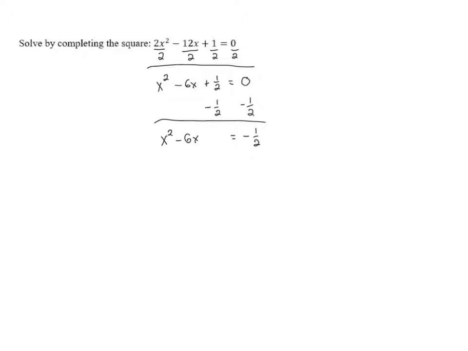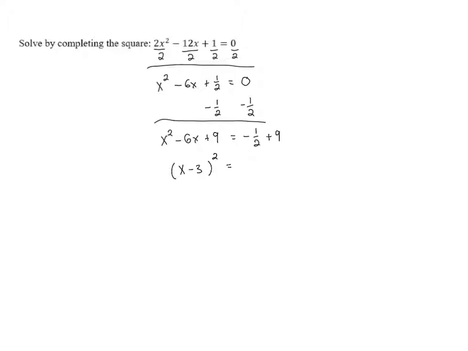To do this, we take the coefficient on x, which is negative 6. We divide it by 2 to get negative 3. And when we square that, we end up with positive 9. So to complete the square, we need to add 9 to both sides of the equation. Now on the left-hand side, we have a perfect square trinomial, so we can factor it. And when we factor it, we end up with x minus 3 squared.